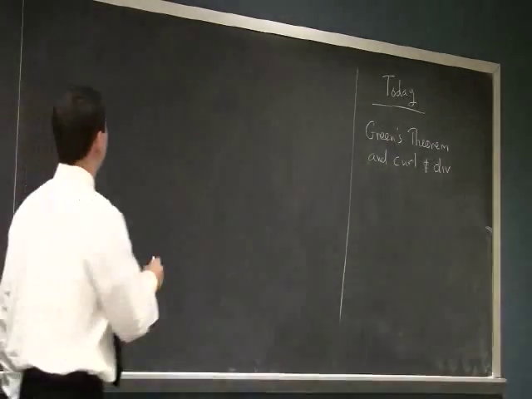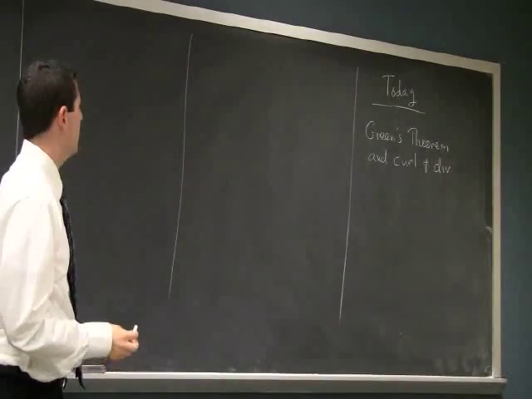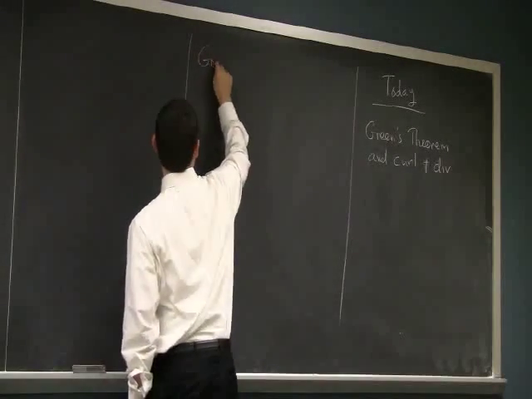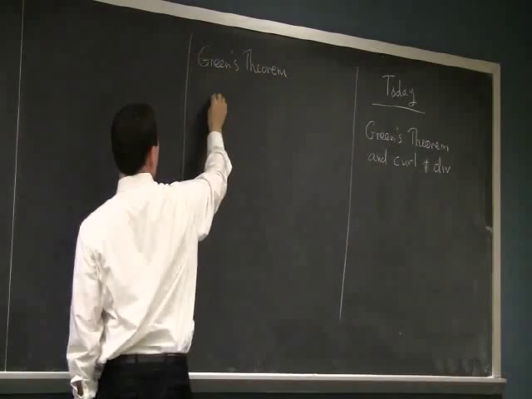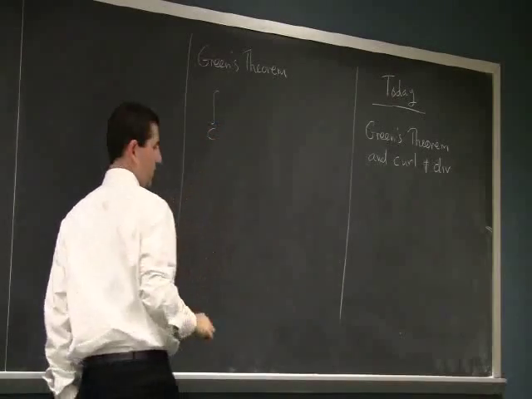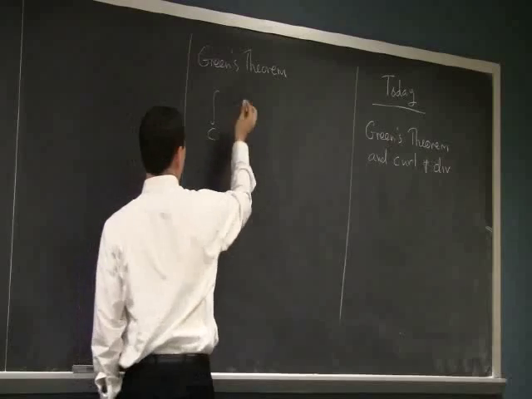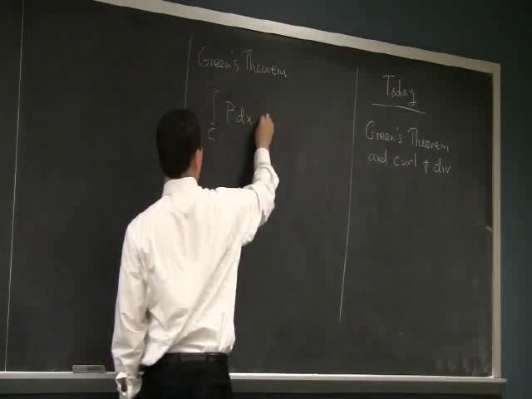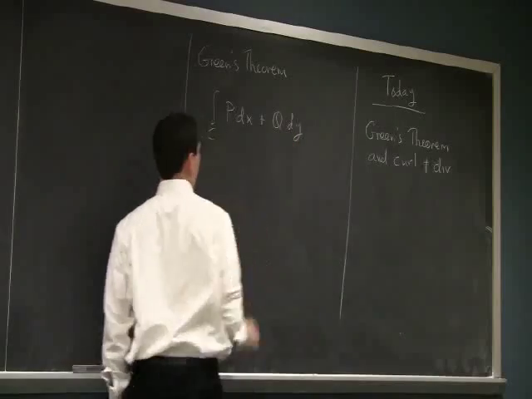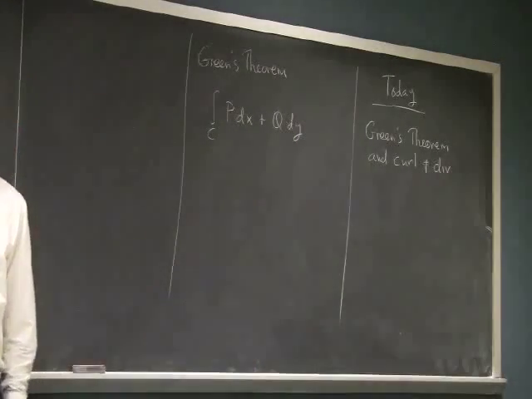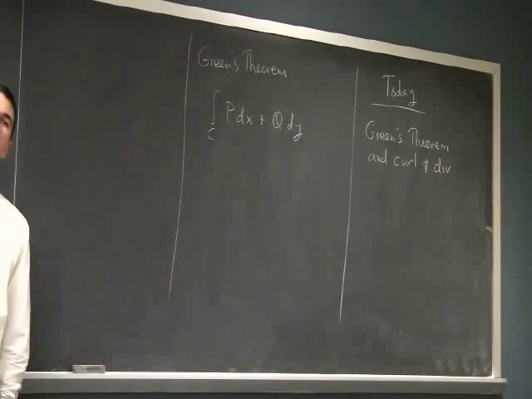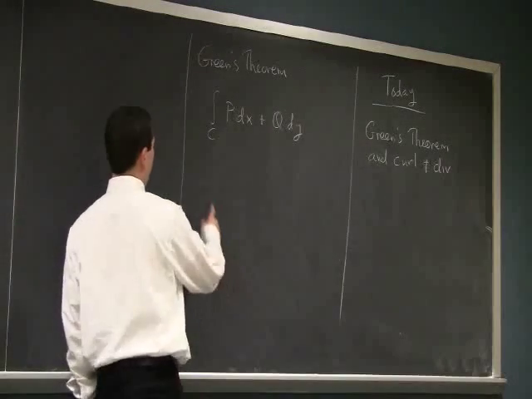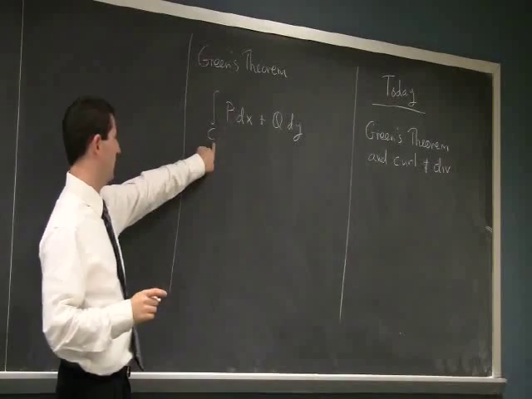So let me remind you of a few things. First, Green's theorem, which said that, with sufficiently nice conditions on things, if you take the line integral of P dx plus Q dy, remember here, P and Q are functions of x and y. They should have continuous partial derivatives on some region which contains this curve in its interior.